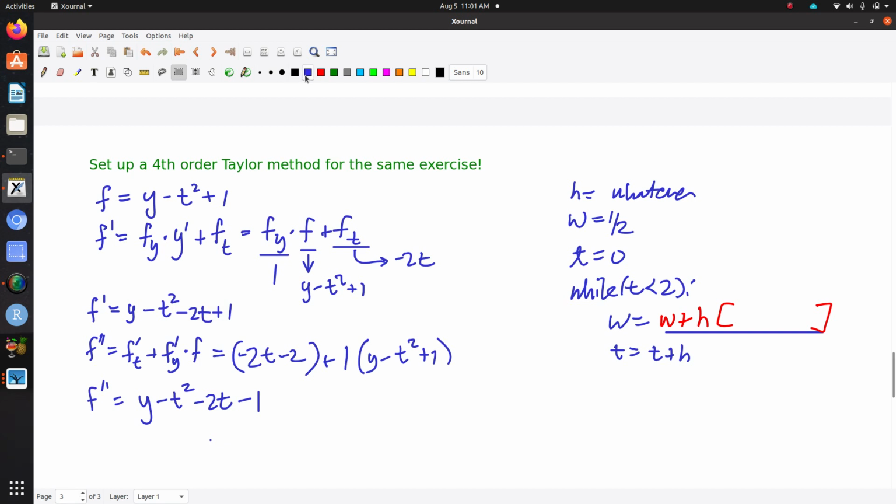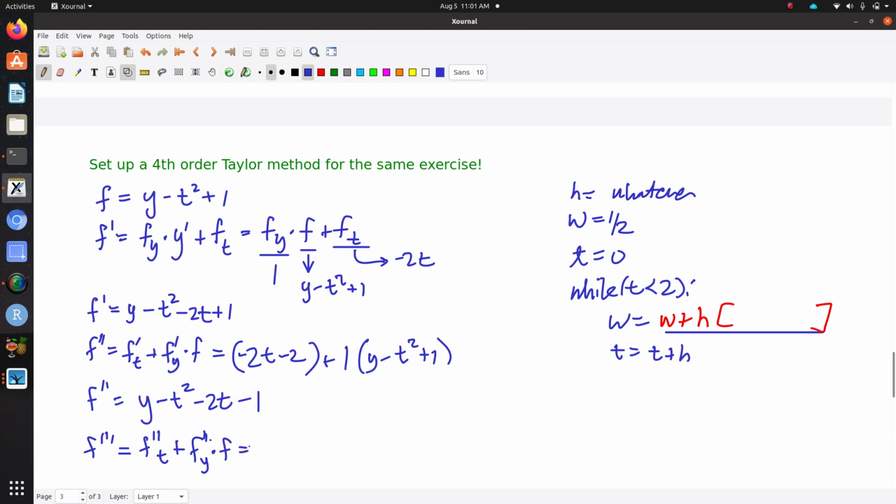Alright, now I'm going to do the third derivative, and you should do it yourself. Do the third derivative and come back and see if you agree with me. Okay, hopefully you left and came back and now you're agreeing with me. So I'm going to take the second derivative and take the derivative of that with respect to t, and look again at the second derivative of f, take the partial with respect to y, and multiply by f again.